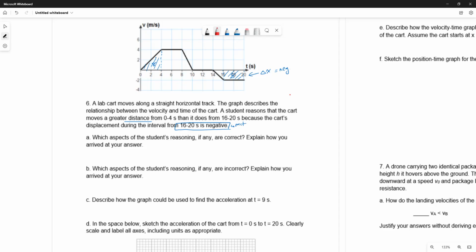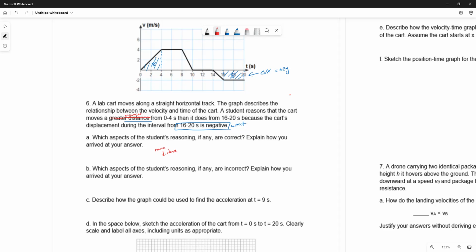But it does not move a greater distance. It's incorrect. They move the same distance, because the areas you can see are equivalent. Distance doesn't care about sign.